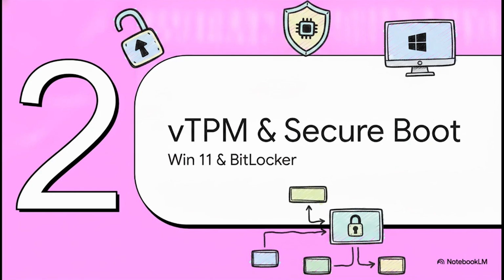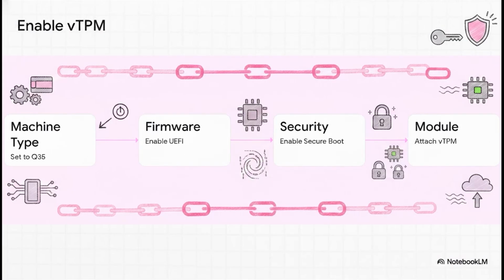Let's move on to part 2, walkthrough 1, Windows 11 and BitLocker. Let's see how this all comes together in a real-world scenario. Say you're tasked with deploying a Windows 11 VM that strictly requires BitLocker encryption. Well, Windows 11 mandates TPM 2.0 and Secure Boot for optimal security. So how are we configuring this on AHV?